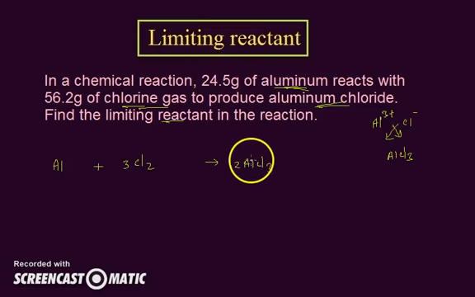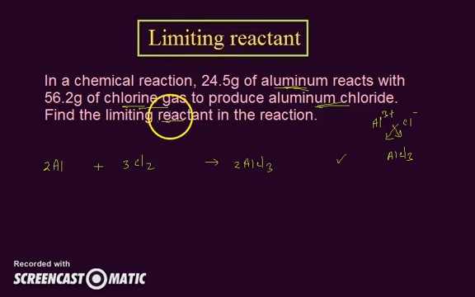Now we balance the number of aluminum atoms. On the right side we have 2 aluminum atoms. On the left side we have 1 aluminum atom. That's why I put 2 before aluminum atoms. Now the number of aluminum atoms are balanced. This is a balanced chemical equation.